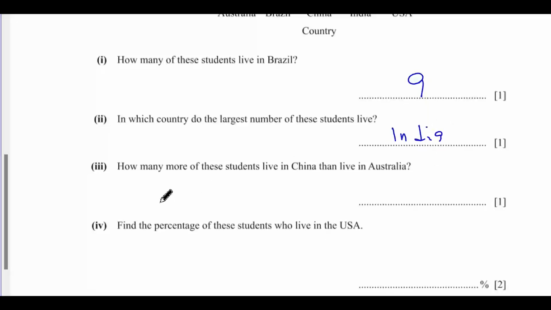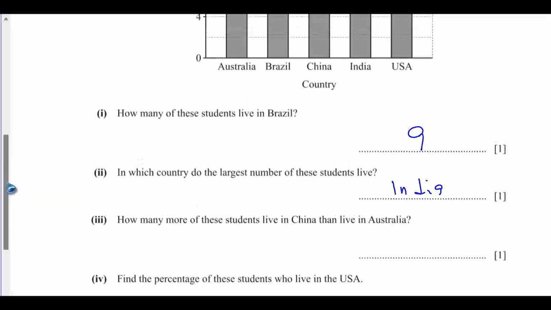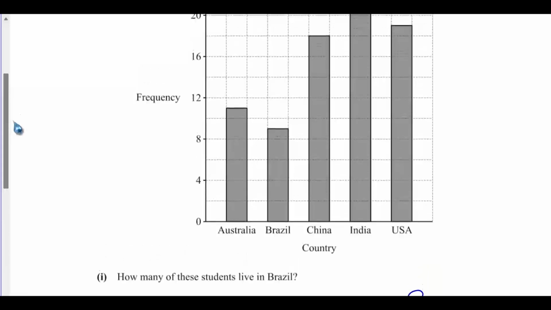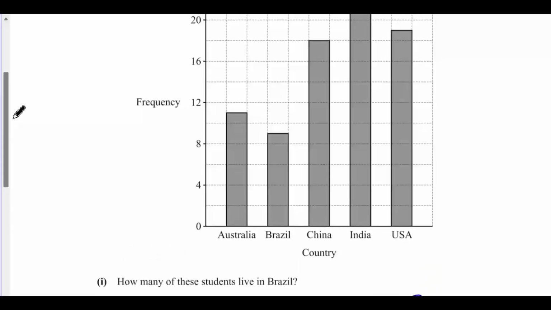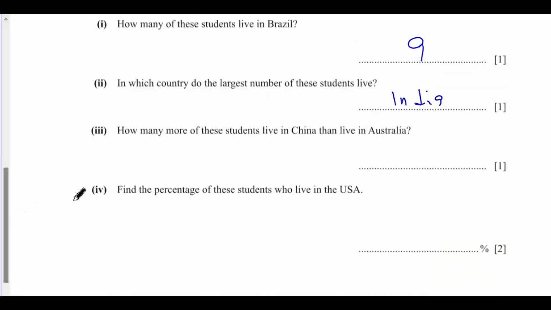Then we've got 3. How many more of these students live in China than live in Australia? So how many students live in China? Let's see. China is 18. Then Australia is 11. So we can just say 18 minus 11, so that would be 7.